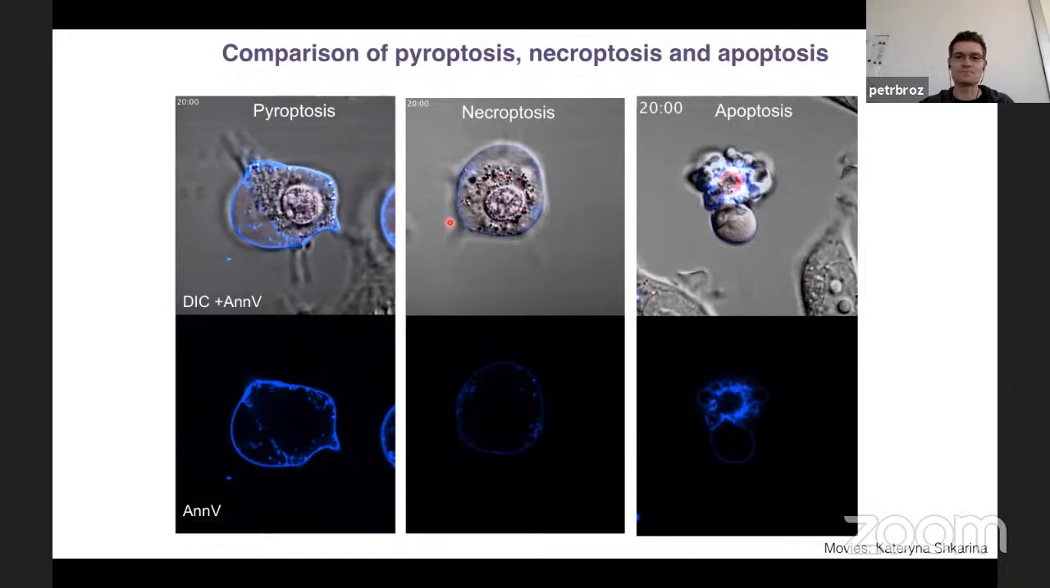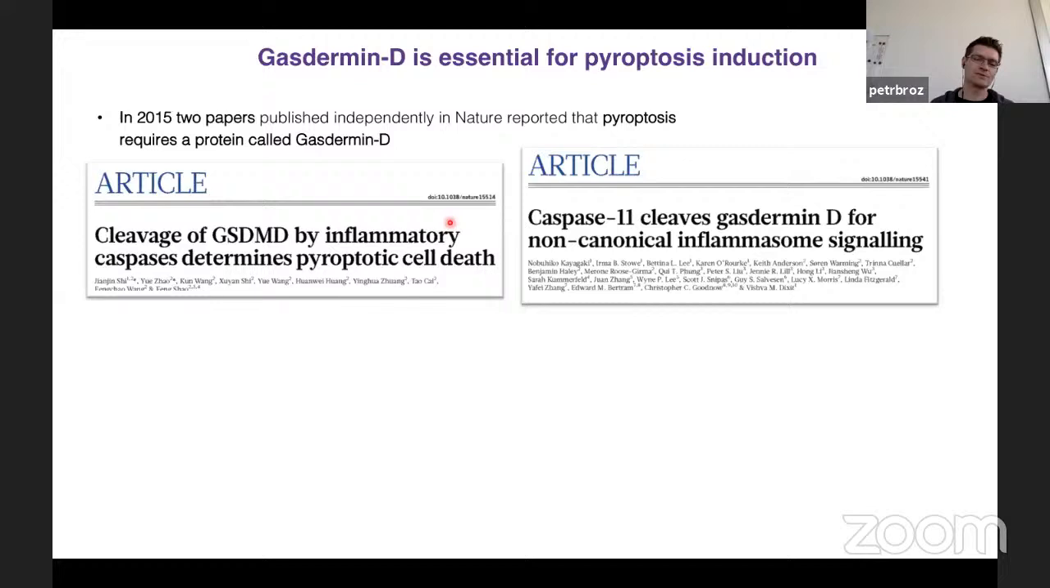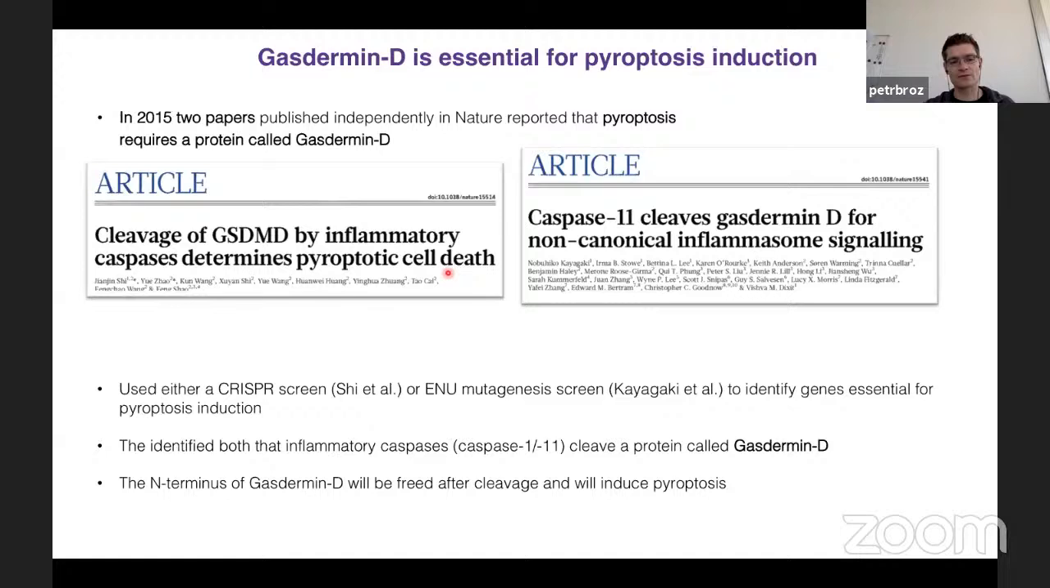Our understanding of pyroptosis changed tremendously in 2015, when two papers were published in Nature, one from Feng Shao's lab and one from Vishva Dixit's lab, that identified the protein gasdermin D, which is required for pyroptotic cell death. They used slightly different approaches. Feng used a CRISPR screen in macrophages, and Vishva, in his paper, used ENU mutagenesis in mice, but they came to the same conclusion: this gasdermin protein is required to induce pyroptotic cell death after either the canonical or the non-canonical pathway.